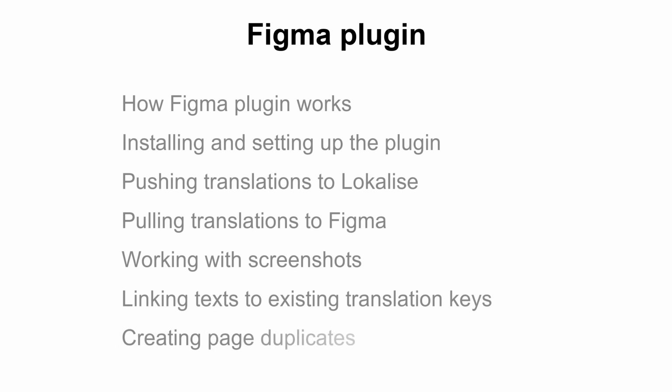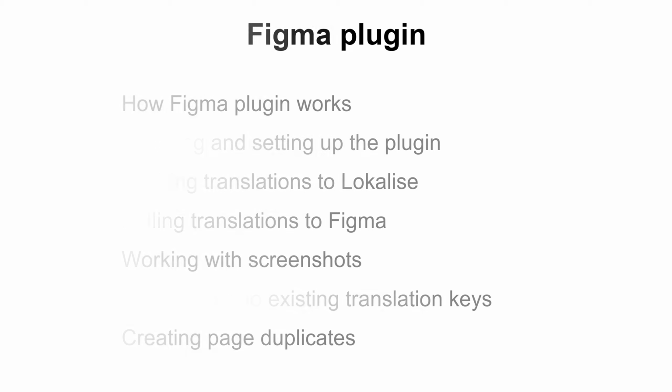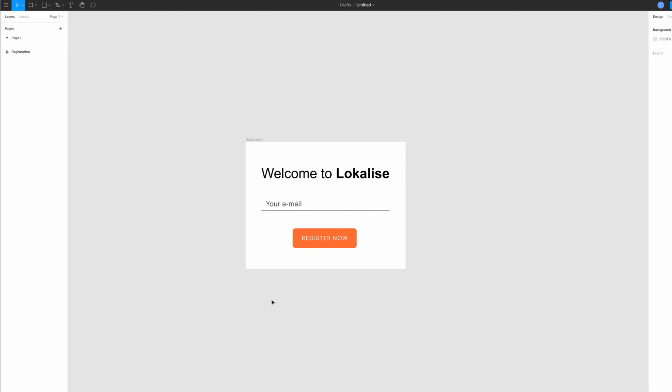creating page duplicates. So why is this plugin so useful? Suppose you're designing an interface on Figma. There are text elements like a header, a label, and a button text. You would like to share these texts with translators to translate everything properly. How would you achieve that?